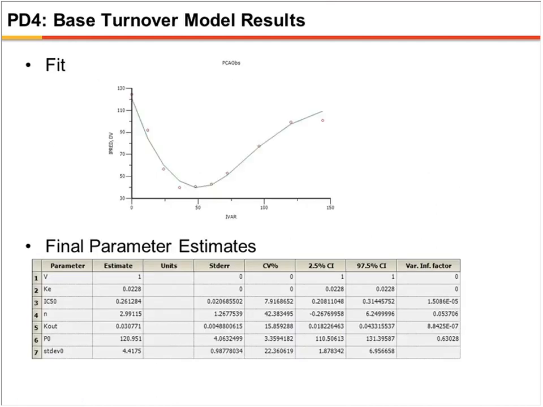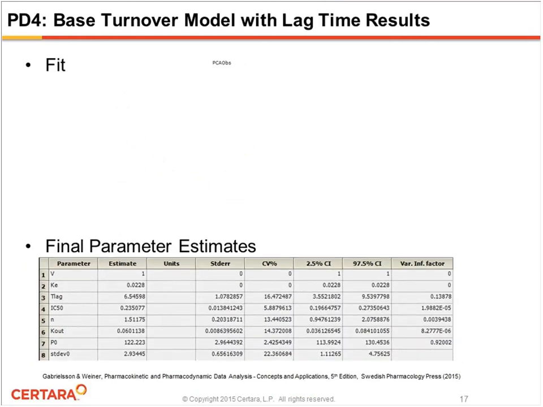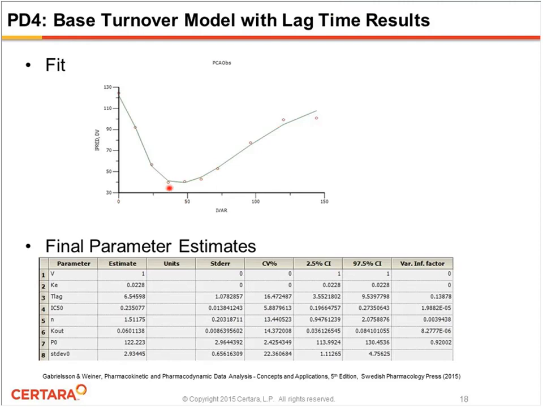Okay. So these are summaries of the base turnover model results. Again, the downswing here did not model optimally for the base turnover model, although the offset did model nicely. And we saw in the initial parameters here, when we switched to the lag time model, the onset had a better fit visually, and the parameter precision was increased.